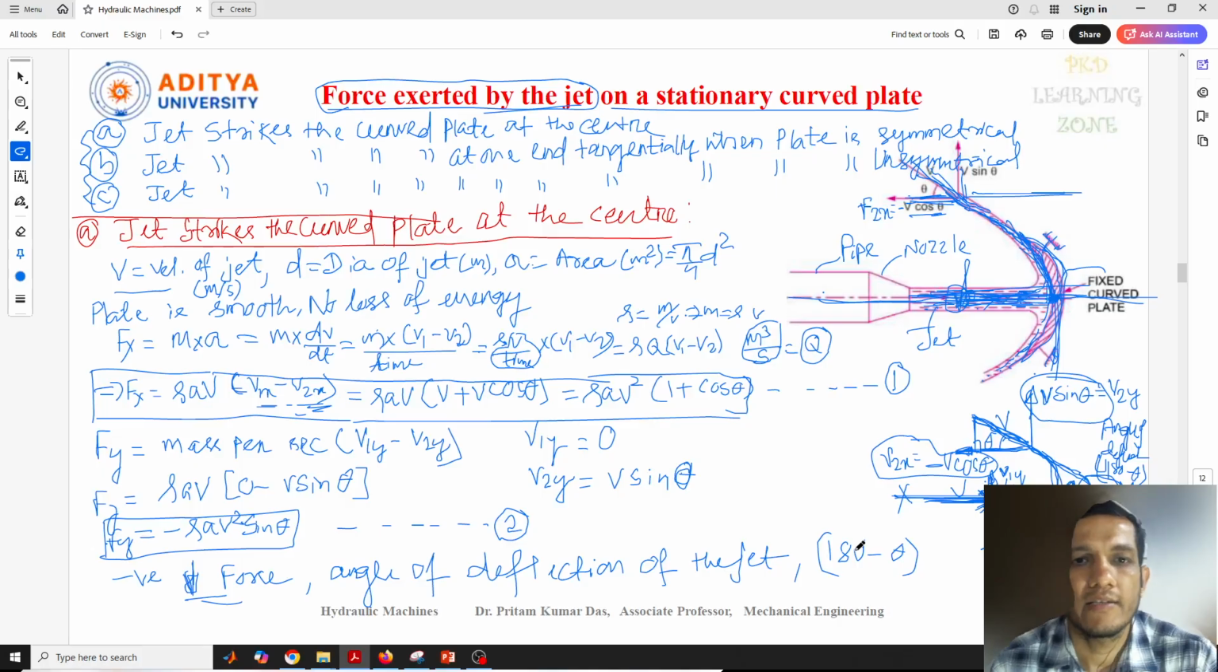I hope you understand this concept of force exerted by the jet on a stationary curved plate. So the first one we have completed in this lecture. The remaining two are when the plate is symmetrical, when the jet strikes at one end of the plate tangentially, and when the plate is unsymmetrical, the third one.